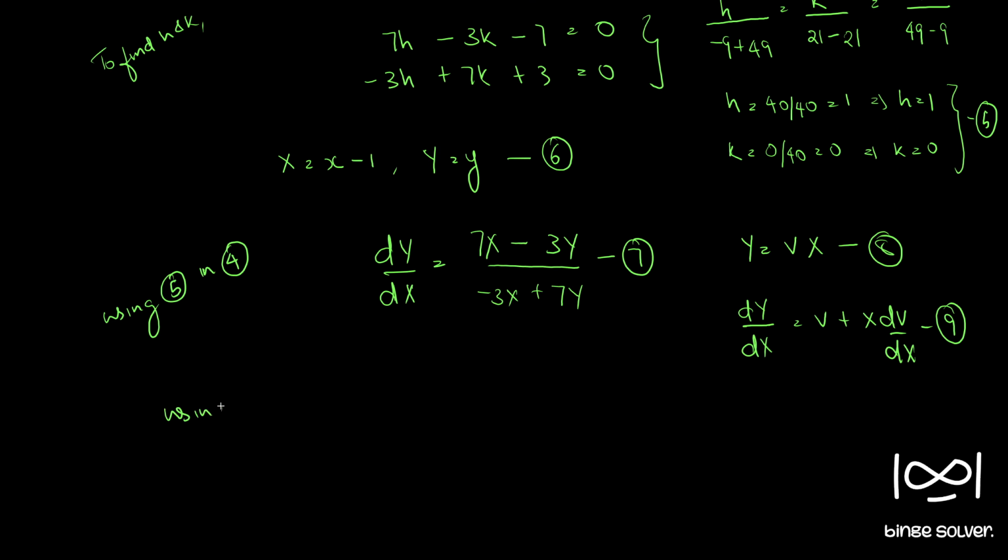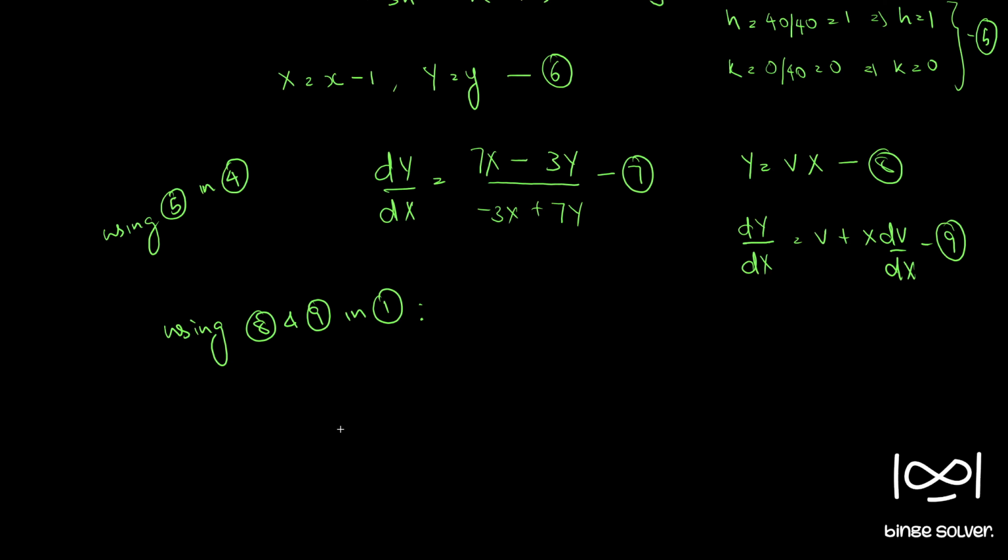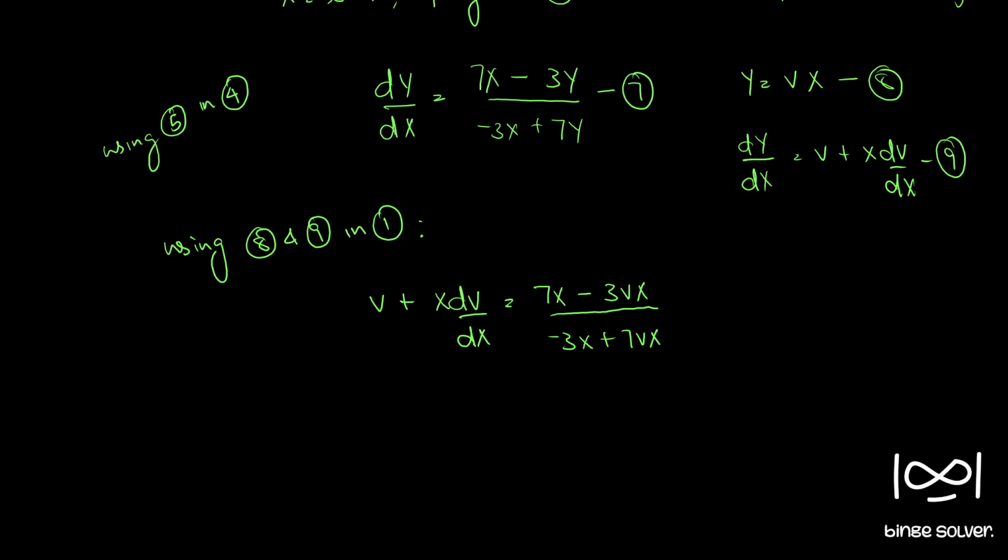Now, using 8 and 9 in 1, we have v plus x dv by dx is equal to (7x - 3vx) by (-3x + 7vx). Now cancelling x from numerator and denominator and bringing v to the right hand side, we have x dv by dx is equal to (7 - 3v) by (-3 + 7v) minus v.